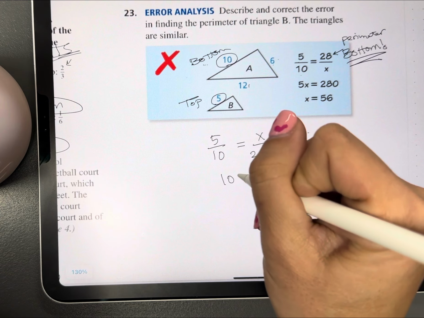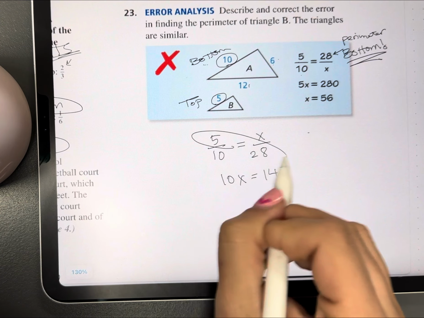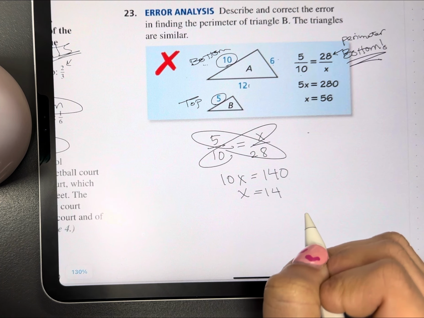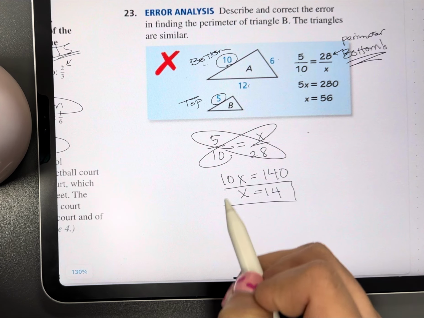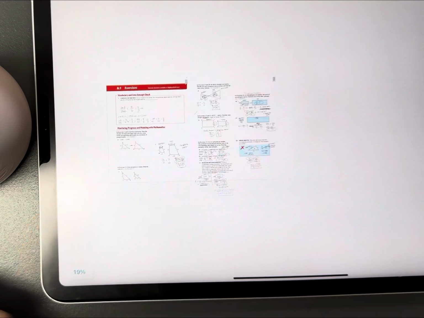Okay, 10x equals, this is the same as 140. Okay, and then divide both sides by 10 so that x equals 14. There's no units here. And there we are. Okay, guys, that is all.